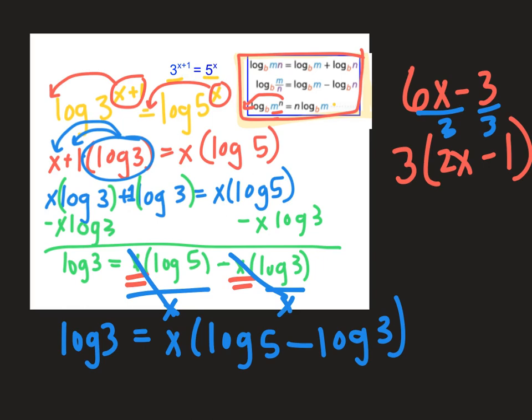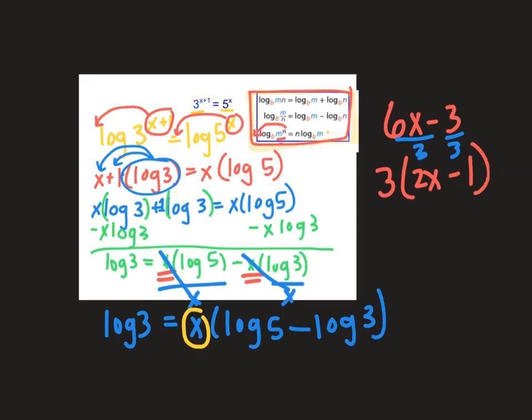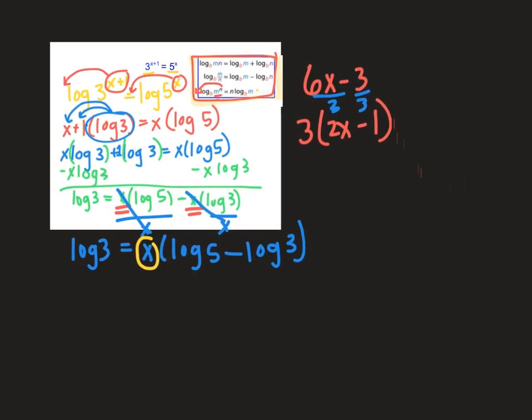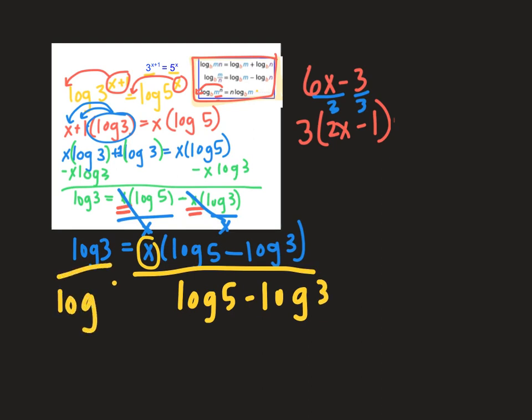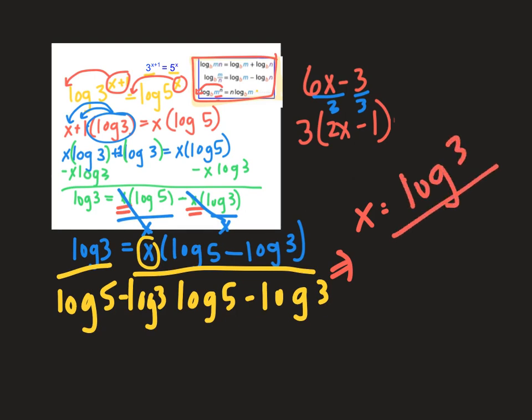At this point, we have x by itself out front, but it's being multiplied by that second half. So we are going to go ahead and divide both of our sides by the second half, log 5 minus log of 3. And that's going to tell me that x equals log of 3 divided by log of 5 minus the log of 3.